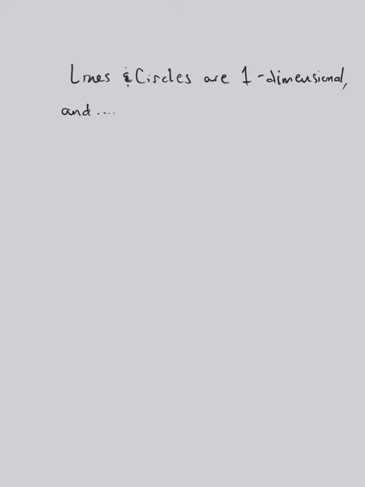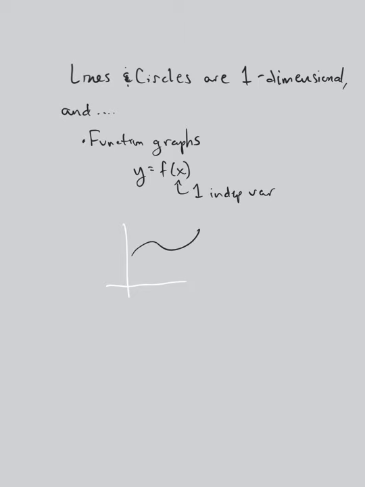So now if you think about it, if lines and circles are one dimension, we can think about a lot of things that are one-dimensional. Function graphs, like that. And so anytime we have y equals f of x, then what that's saying is that there's one independent variable. And so, again, we can draw in our xy plane if we want to, but we could have whatever kind of graph here, and that's a one-dimensional object or thing.